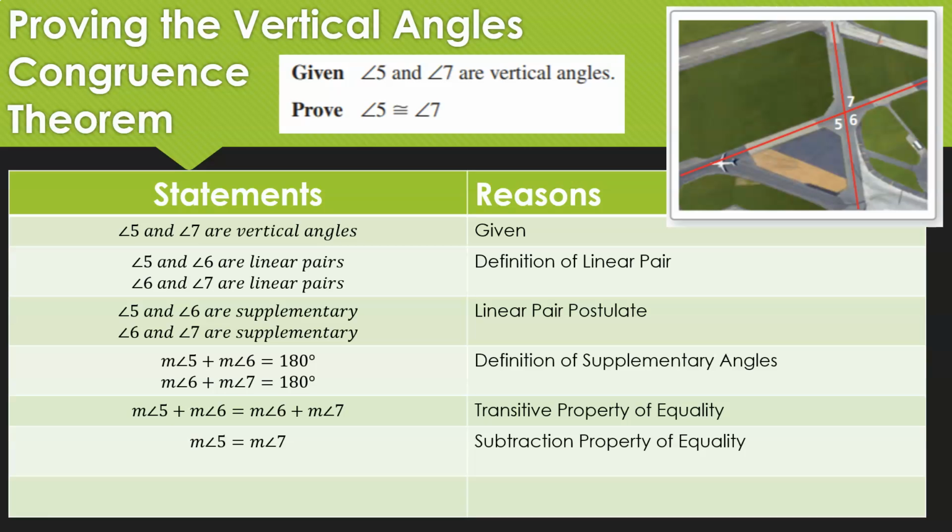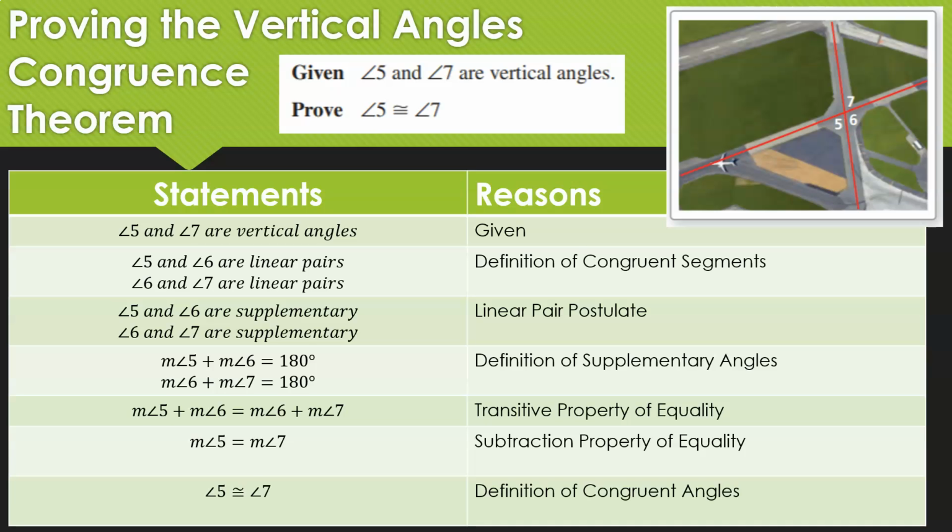And then finally, I need to prove that my two angles are congruent. So I know that the measures are equal. So to be congruent, that is the definition. I have angle 5 is congruent to angle 7 by definition of congruent angles.